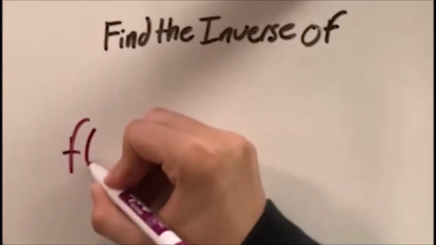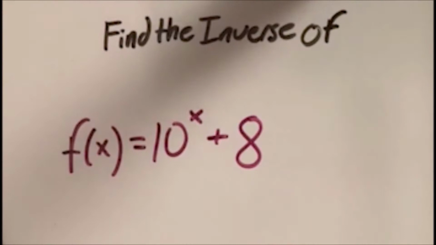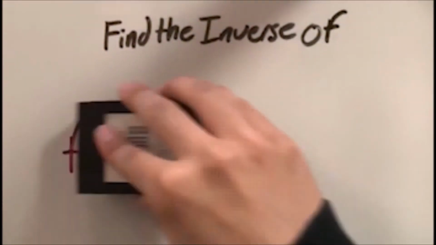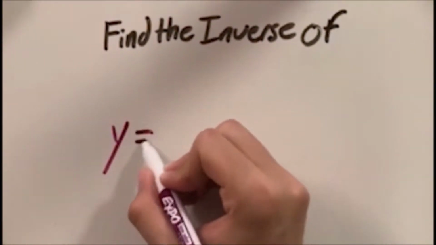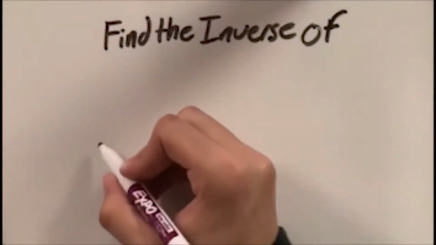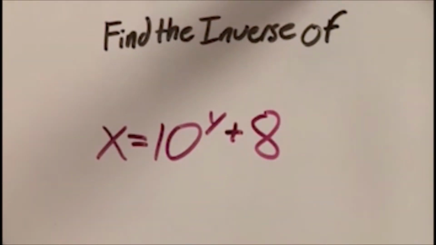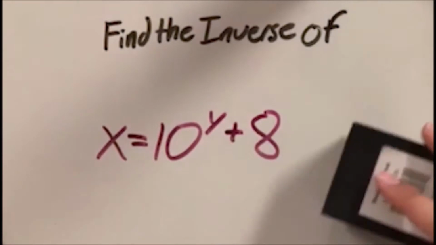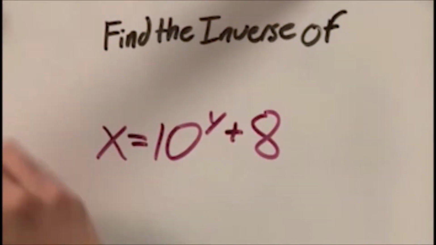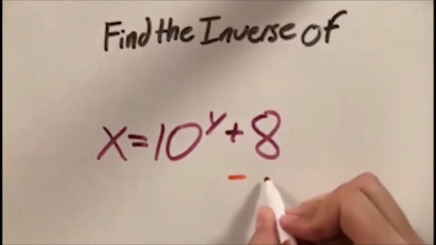Our next problem is f of x equals 10 to the power of x plus 8. First, write your problem. We need to find the inverse of this exponential function. So it becomes y equals 10 to the x power plus 8. Flip x and y. We do this because we are working towards solving for y. Now x equals 10 to the power of y plus 8. Subtract 8 from each side.